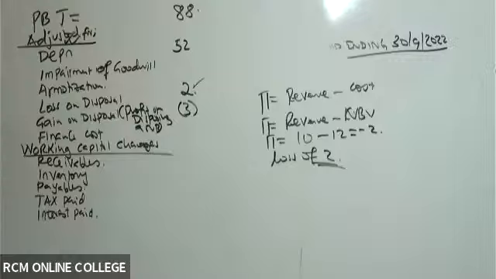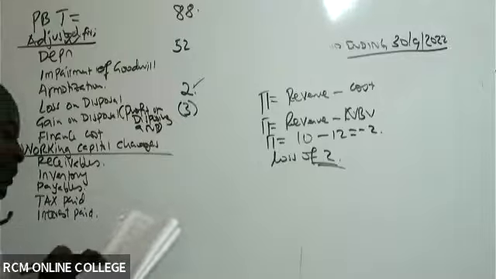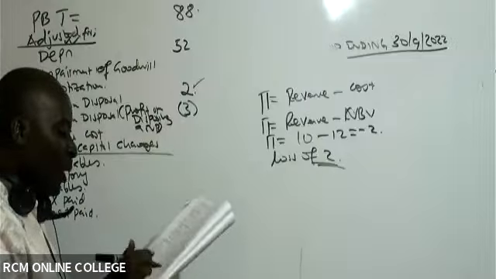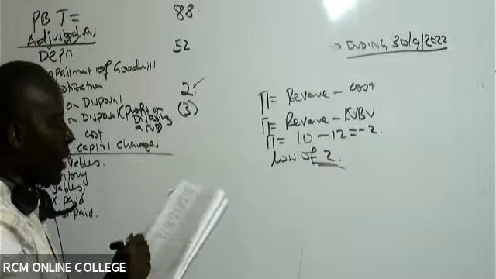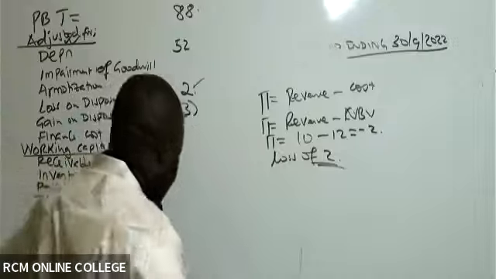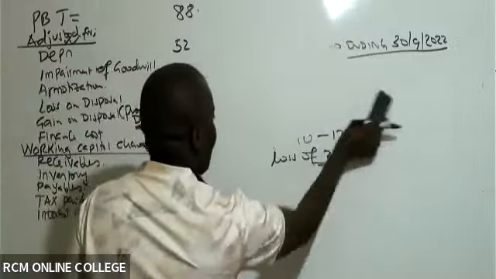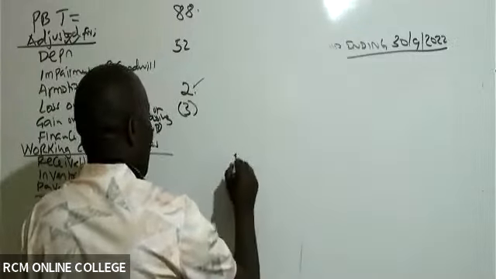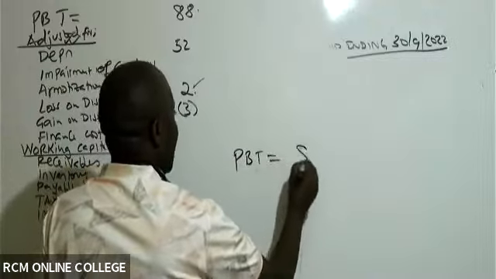Ladies and gentlemen, once you reach here, you've been able to do very many things from your notes to the accounts. Now, once you reach here, you go straight away to your income statement where you are able to see profit before tax. Profit before tax is 88.